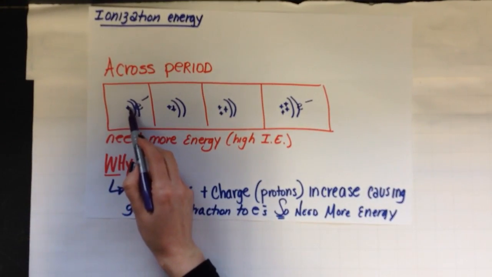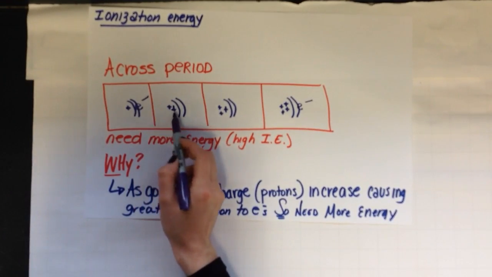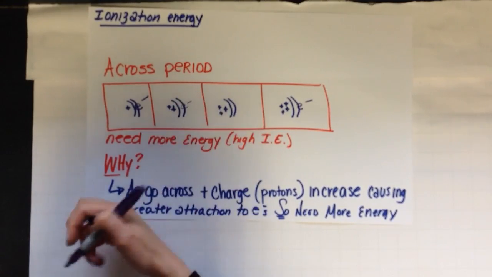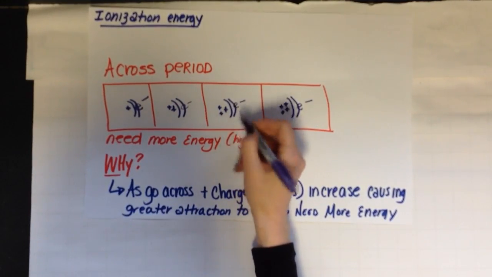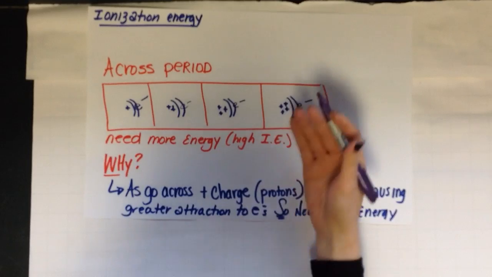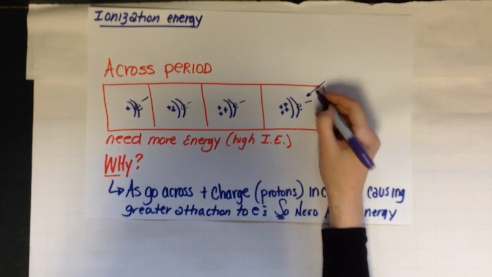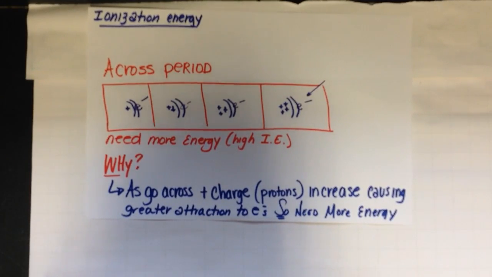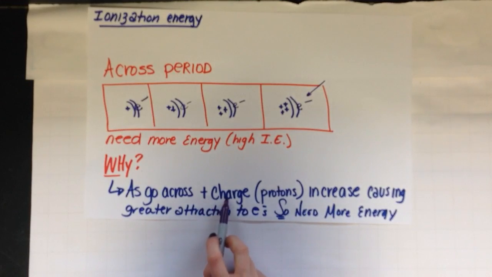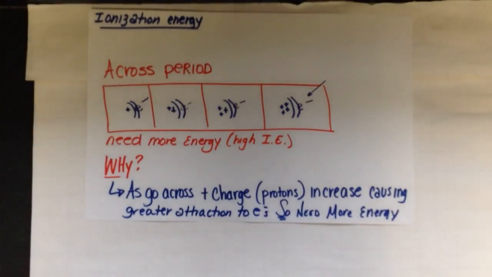So 1 proton attracting an electron, don't really need that much energy. 2 protons attracting an electron, a little bit more energy. Ooh, 3 protons attracting an electron, I need a little bit more energy. And wow, 4 protons are going to be very attracted to that electron. I'm going to need a lot more energy to remove this electron. So as you go across, the positive charge, which are the protons, increases, causing greater attraction to the electrons. So more energy is needed to pluck off that electron. And that's the end.